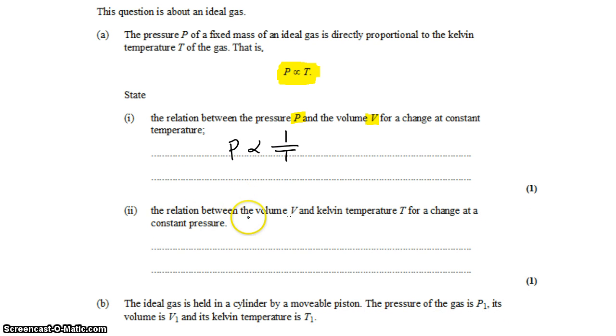Again, following the same format, we want to state the relationship between the volume and the temperature of an ideal gas. We can expect that as the temperature of a gas increases, its volume will grow. That means that V is proportional to T.